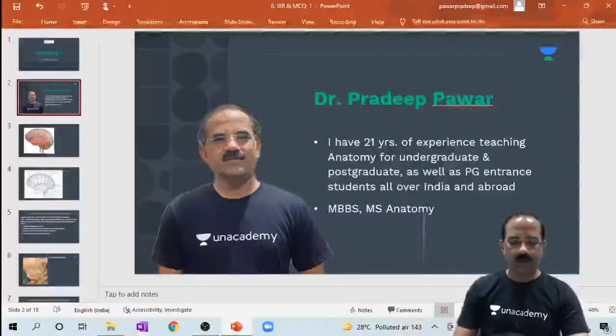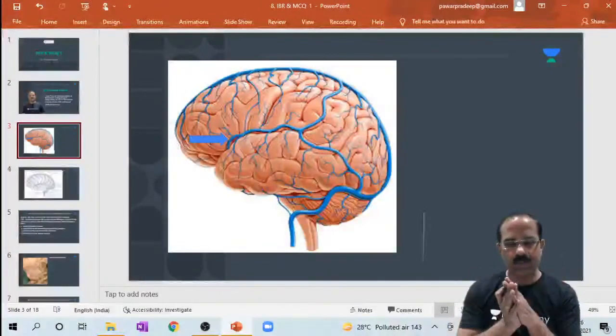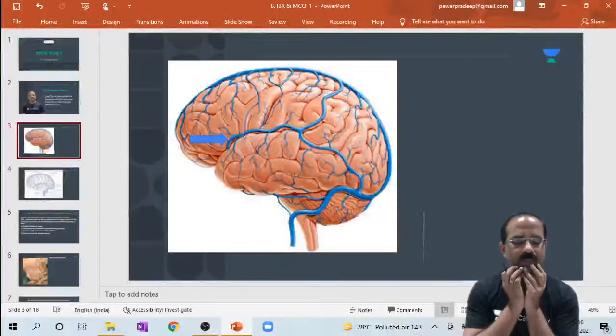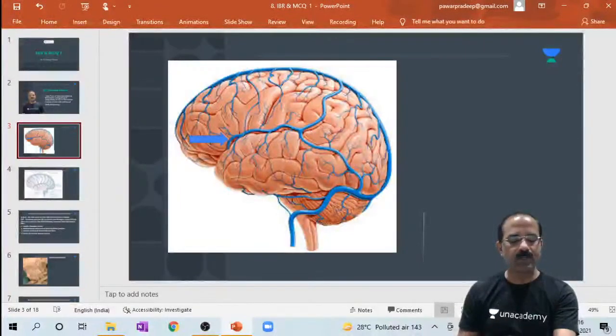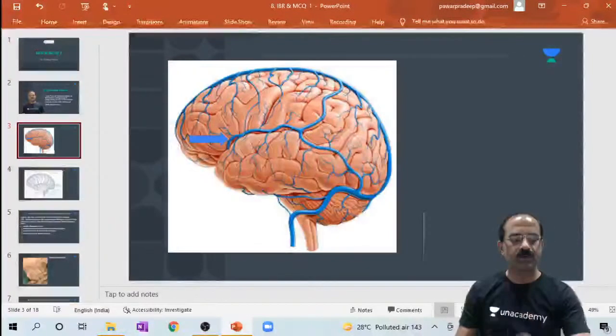Okay. Identify this pointed structure. Some images in the form of MCQs and some MCQs also that we'll be discussing today. Identify this pointed structure. Good morning to all of you. Whatever you know, you answer. Yes, identify this pointed structure.